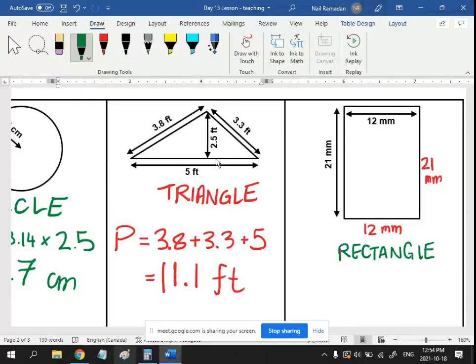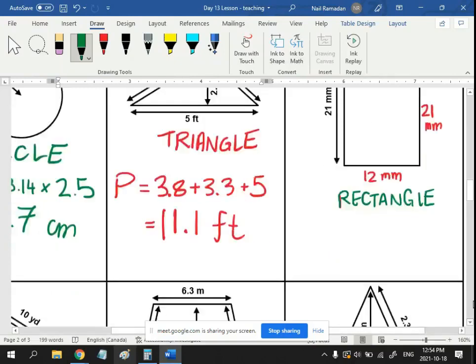How do you get the perimeter of a rectangle? This one plus this one plus this one plus this one. Or multiply this one by 2 because you have 2 of it, multiply this one by 2 because you have 2 of it, and then add up the whole thing. So I'm going to show you 2 ways to write it. You can write this. P equals 21 plus 21 plus 12 plus 12. If you add all of those, you get 42 and 24 is 66. So 66 millimeters.